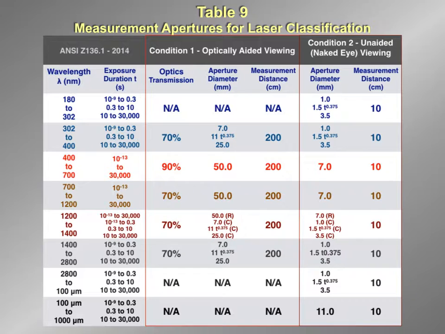Okay, so condition 1, optically aided viewing. This condition sets whether a laser might be a 1M or a 2M. And of course, this is our real classification condition, condition 2, where we're close up to the laser, and this generally drives the classification. But we use both of these together to determine the classification. In condition 2, you'll notice you have a measurement distance of 10 centimeters, and again, I'll remind you that these apertures are the same as the limiting apertures we use in safety. So this gives you a familiarity with the table, and based on the wavelength and exposure condition, we can then set our measurement apertures up at the measurement distance and do some measurements or modeling to determine our classification.